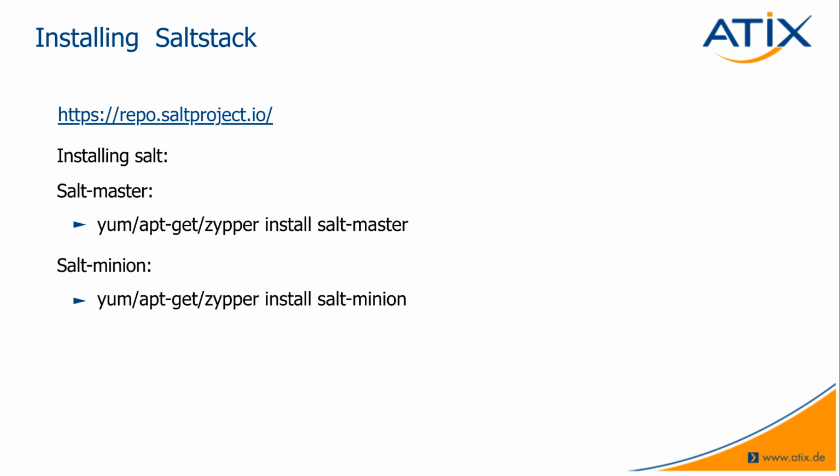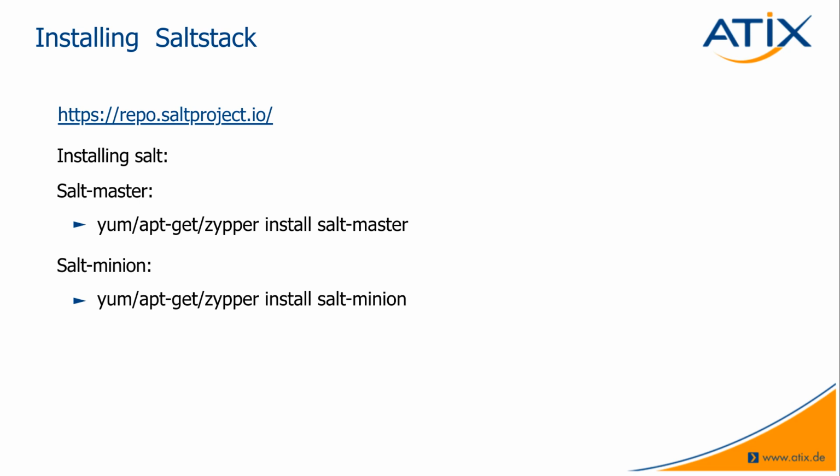If you want to install SaltStack, this is quite easy. You can just go to this URL here, https://repo.saltstackproject.io, and install the repository, and then just install Salt on your machine. In case of a Salt master, it's just a yum, apt-get, or zypper. So you have the package manager, install salt-master, and the same for installing your Salt minion.